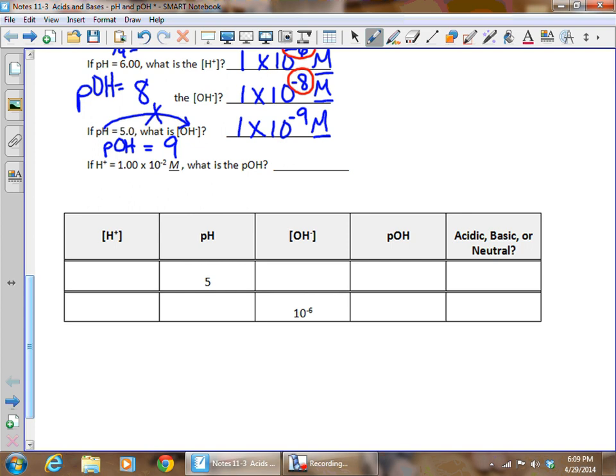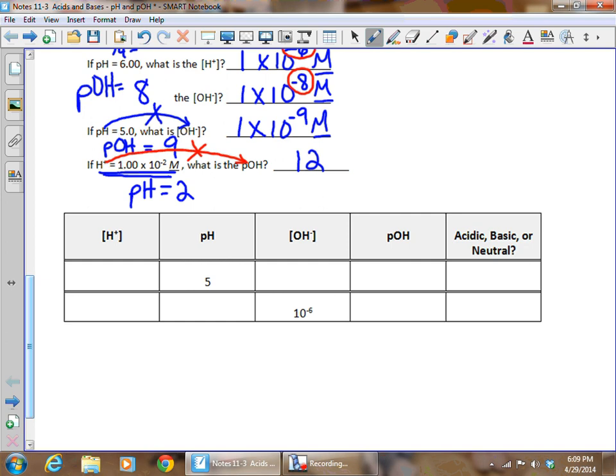Next, if the hydrogen ion concentration is 1 times 10 to the minus 2nd molar, what is pOH? We cannot get pOH directly from hydrogen ion concentration. We can get the pH directly from hydrogen ion concentration, but not pOH. So if the hydrogen ion concentration is 1 times 10 to the minus 2nd, then the pH is 2. The pOH then is going to be 14 minus 2, which is 12.